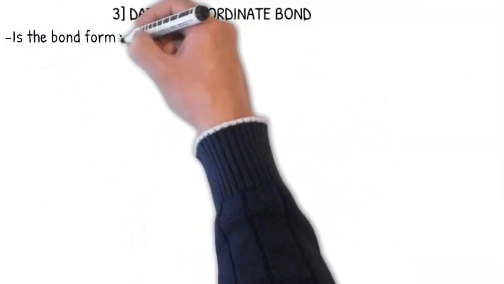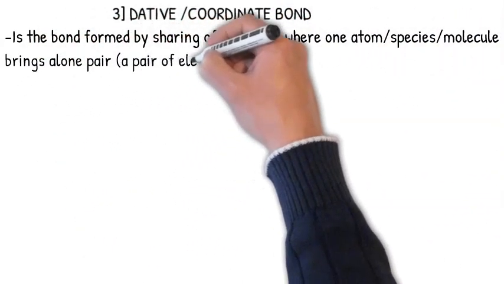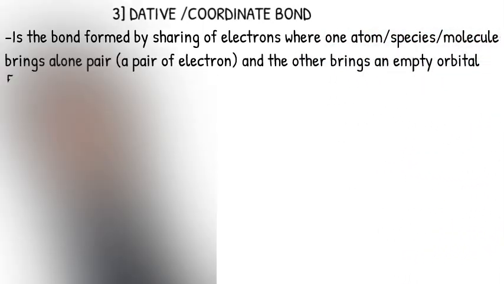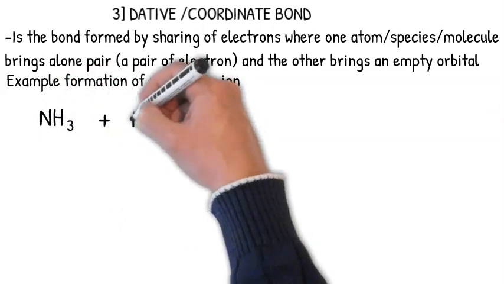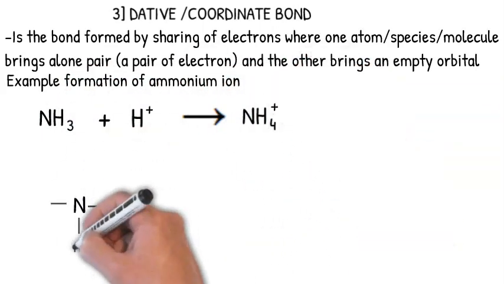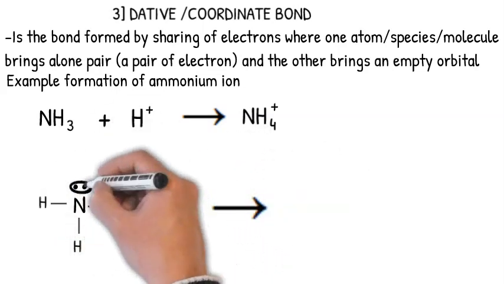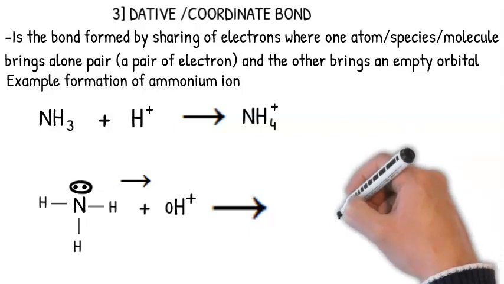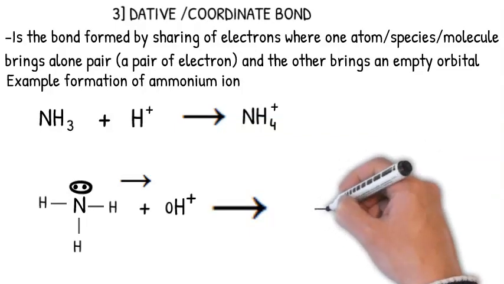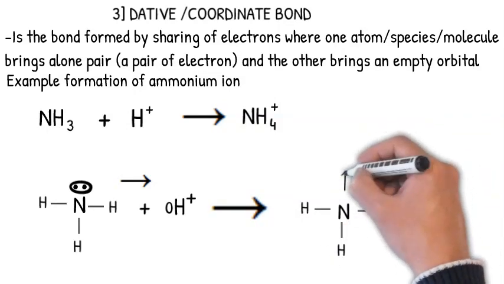Number 3. Dative or coordinate bond is the bond formed by sharing of electrons where one atom or species or molecule brings a lone pair, a pair of electrons, and the other brings an empty orbital. Example: formation of ammonium ion. Ammonia plus hydrogen ion equals ammonium ion. The lone pair of ammonia combines with the empty orbital of the hydrogen ion to form ammonium ion. But the central atom that is attached to side atoms, ligands, becomes positive, and the dative bond is represented by an arrow.